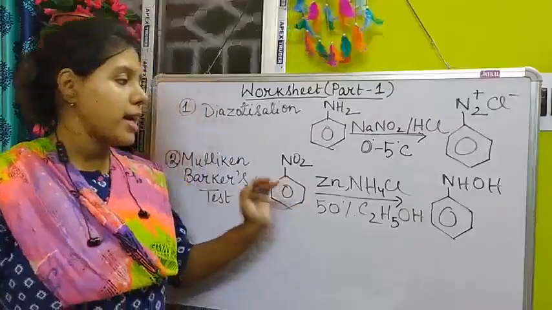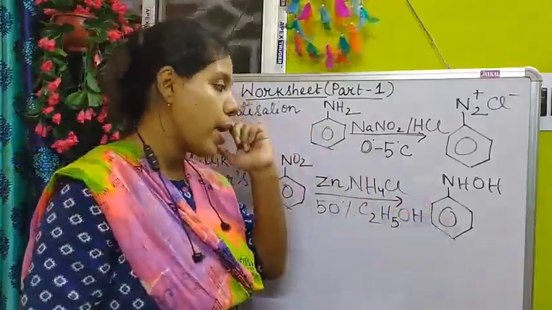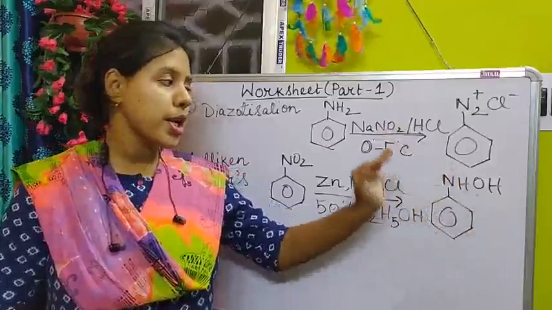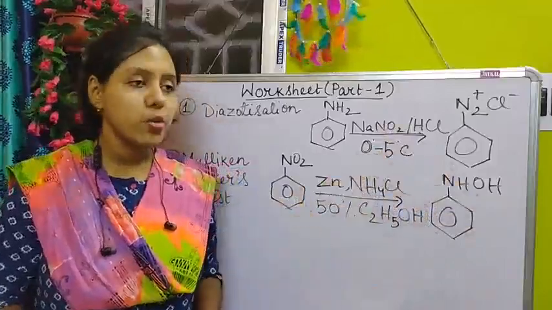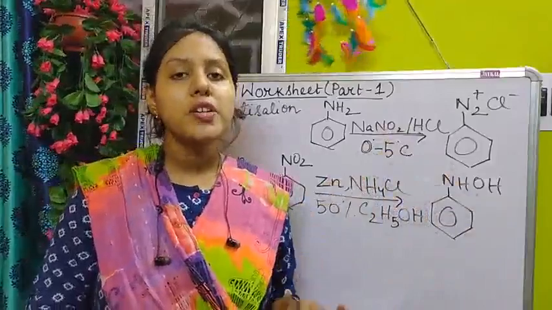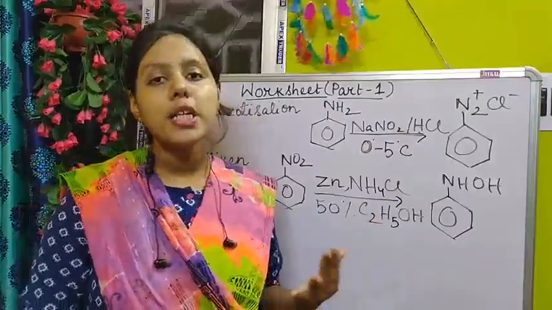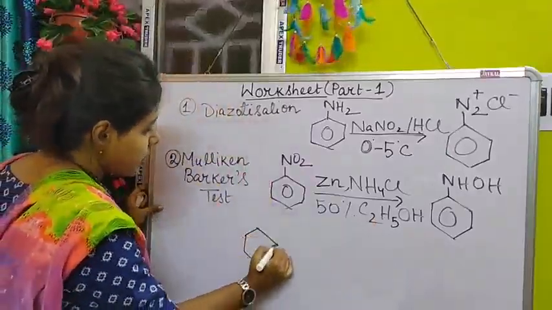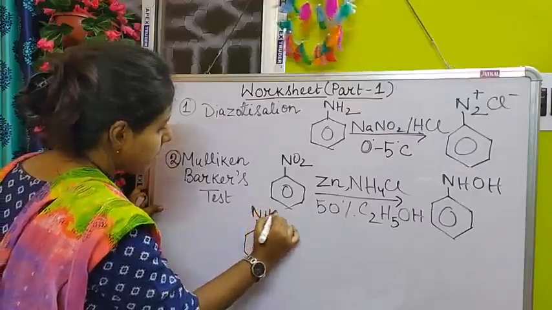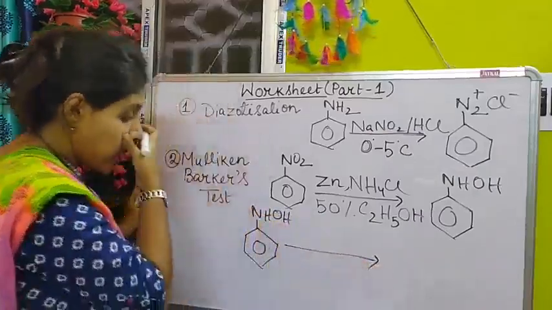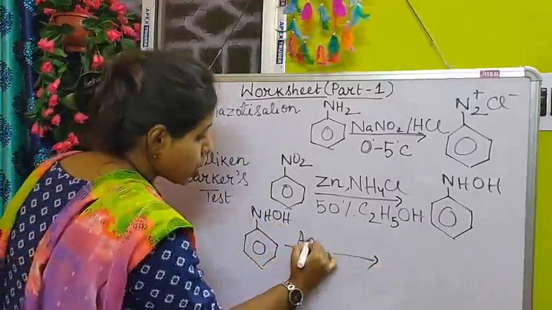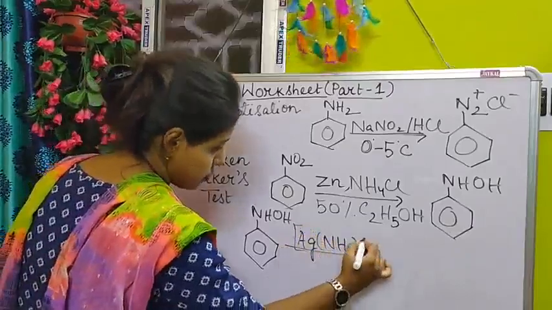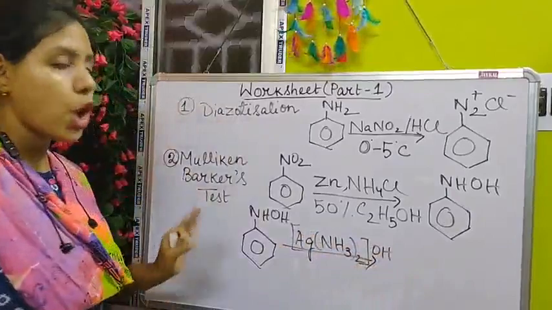This is the first step. In the second step, this substituted hydroxylamine has to be reacted with Tollens reagent. Tollens reagent is the ammoniacal solution of silver nitrate. So in the second step, this hydroxylamine should be treated with Tollens reagent.